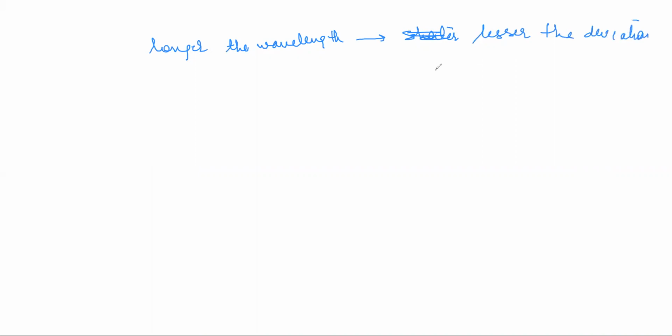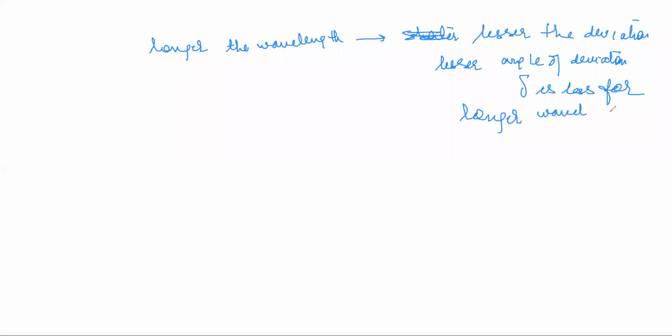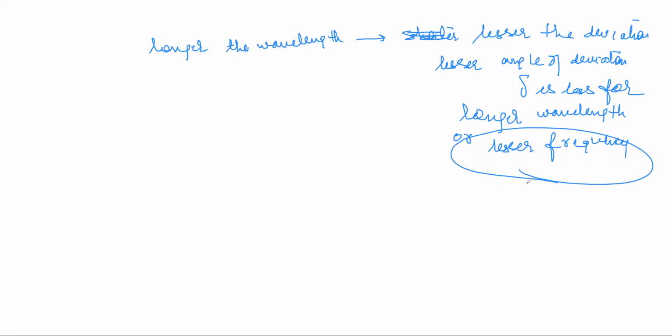or you can say lesser angle of deviation. Delta is less for longer wavelength, or lesser frequency. Understand? I hope you understand all. Yes, sir.